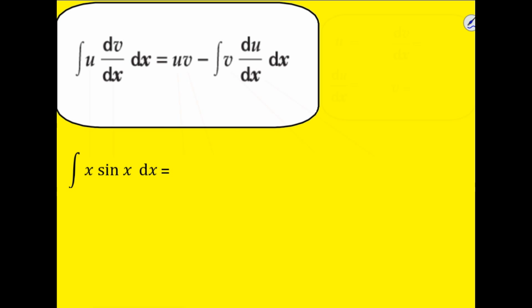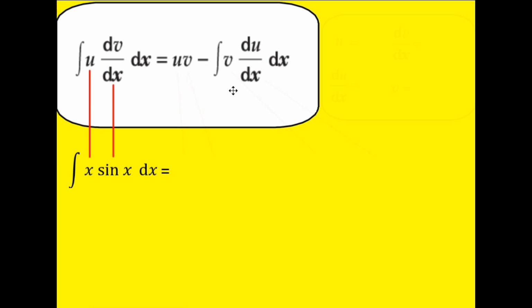So let's start with x multiplied by sine of x. We need to link the formula to the integral. In the formula, on the left-hand side, we have u dv by dx. So we'll choose here to link the u to the x, and also we'll link the dv by dx to the sine of x.